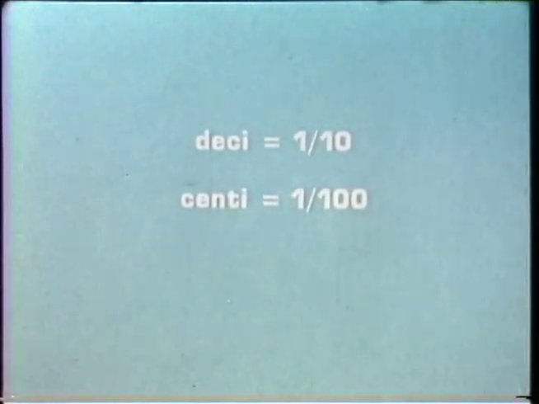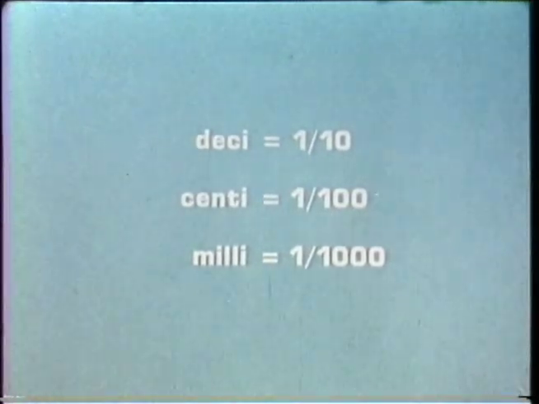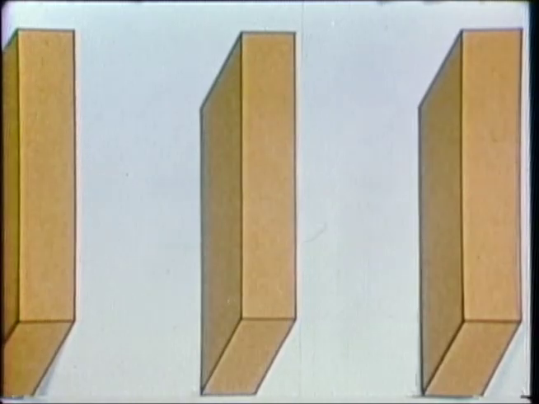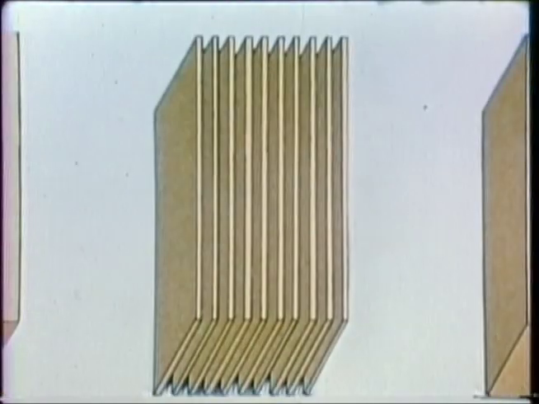Learn the names of the smaller units. Deci, 1/10. Centi, 1/100th. Milli, 1,000th. A meter has 10 decimeters. A decimeter has 10 centimeters. A centimeter has 10 millimeters.